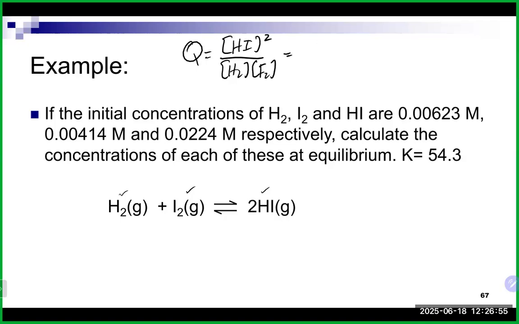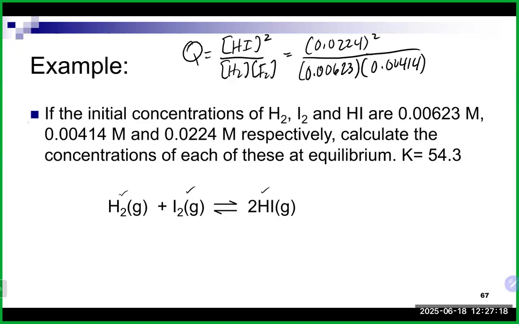And again, which way we need to go to get there. So 0.0224 squared divided by our H2, which was 0.00623, and our 0.00414 for our I2. And if we do that there, 0.0224 squared divided by 0.00623 and divided by 0.00414, it's going to get us about a 19.5 as our Q.